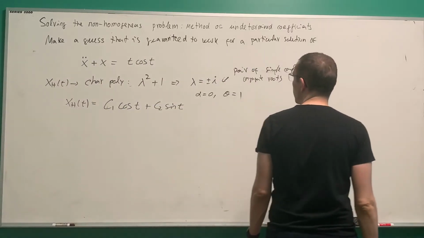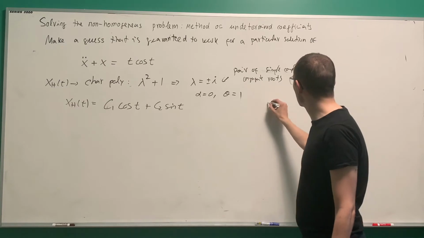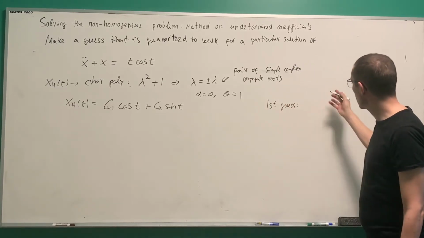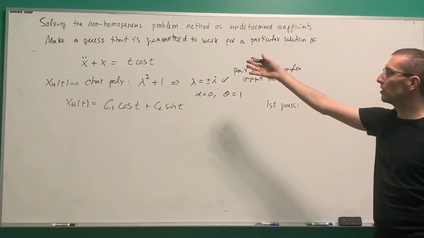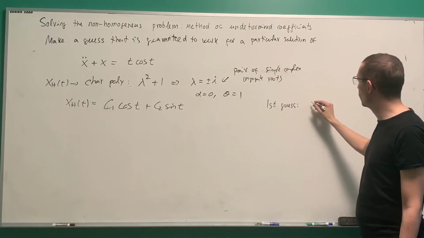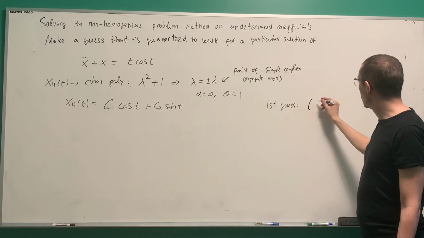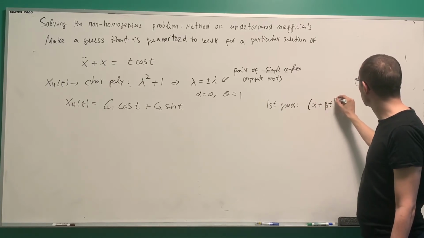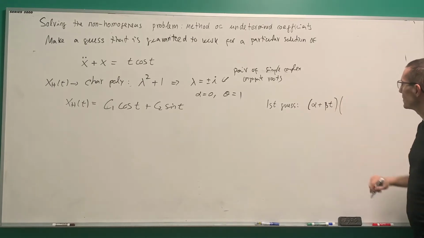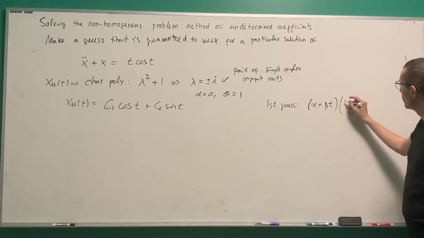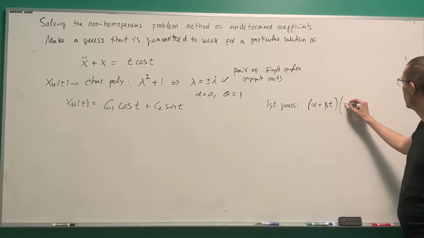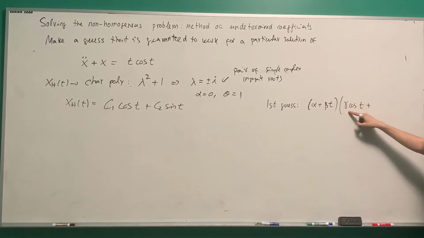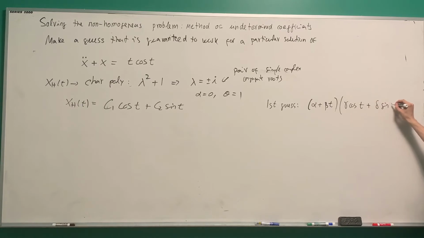All right, so now we have to make a guess for the particular solution. Our first guess would be a trigonometric times a polynomial, so of degree 1. So it would be alpha plus beta t, and that multiplies, let's call this one gamma cosine t plus delta sine t.